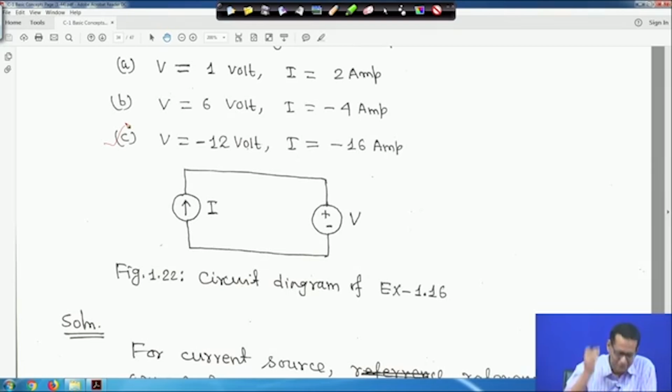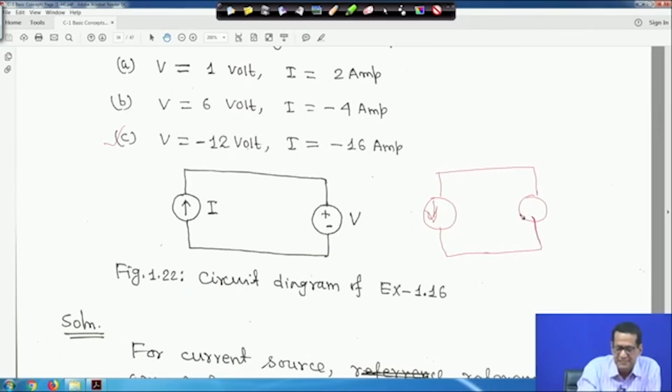So what you can do, the easiest way, rather than complicating the thing. So this is my current source, right. As I is equal to minus 16 ampere, the direction of I is given. So this is the positive direction when I is positive, which is given, and minus 16 means you just make the arrow downwards, right. And your voltage source also is given minus 12 volt. So if you make this minus and this plus, that means voltage is equal to 12 volt, and I is equal to 16 ampere.